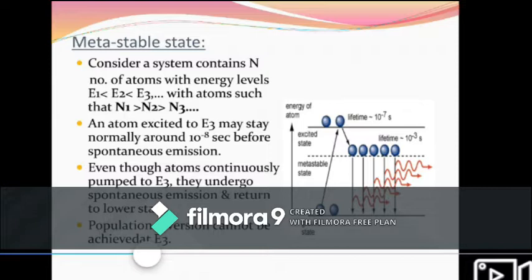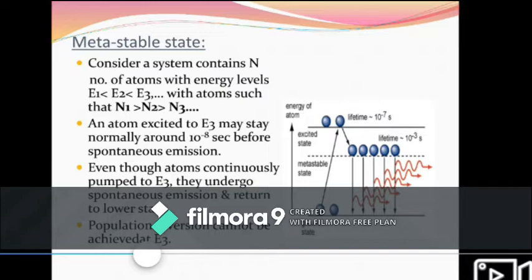So an atom in an ordinary excited state has a lifetime of 10 to the power minus 7 to minus 8 seconds. But the special state, what we call the metastable state, has a much higher lifetime, around 10 to the power minus 3 seconds, some milliseconds. So now the atom can sit in this metastable state for up to a millisecond. Such a state should be identified in a system from which you can achieve the laser.